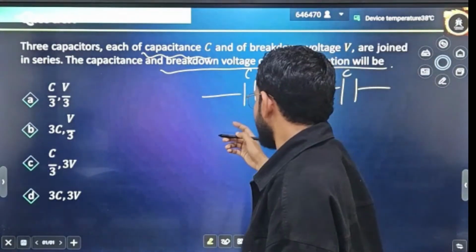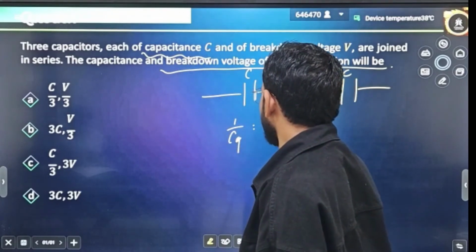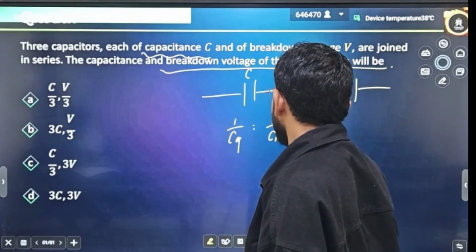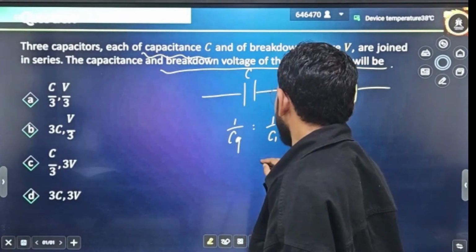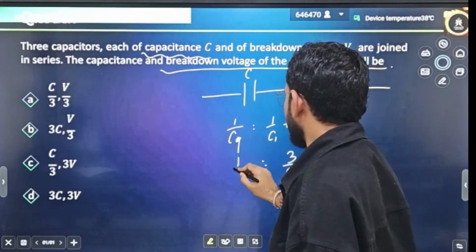Three capacitors in series combination of equal magnitude, what will you say about C equivalent? Firstly calculate C equivalent. What will be C equivalent? 1 by C1 plus 1 by C2 plus 1 by C3. That is what you will say, it will become 3 by C, that is 1 by C equivalent.